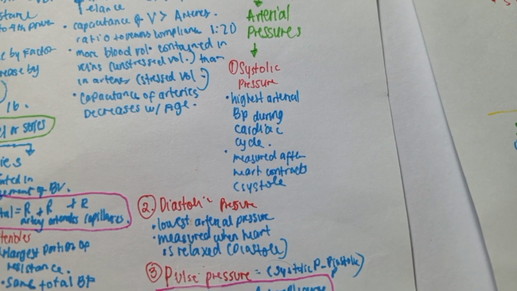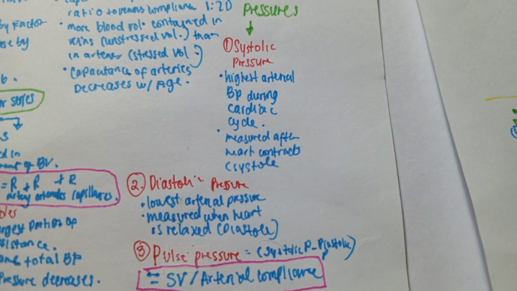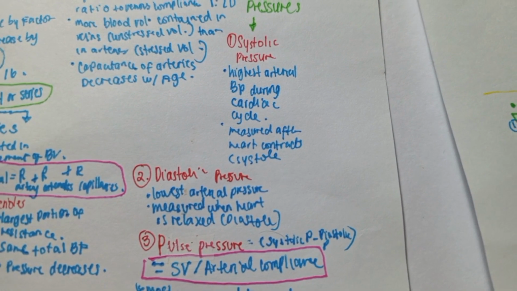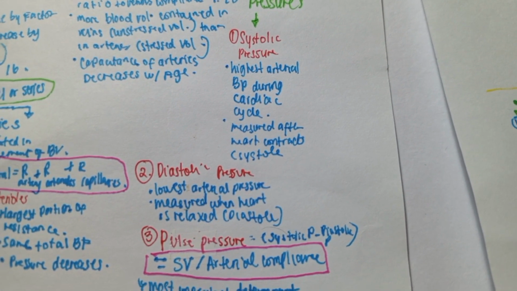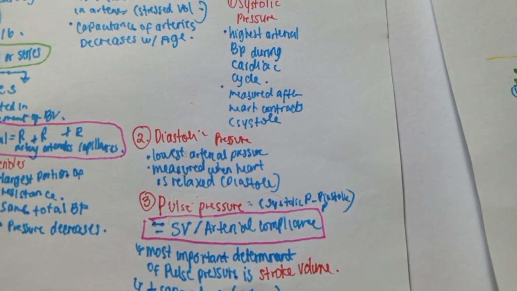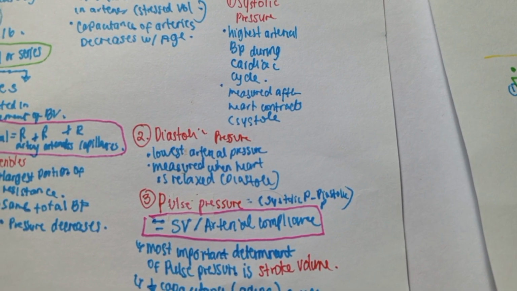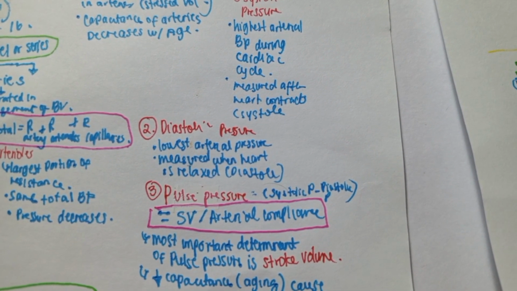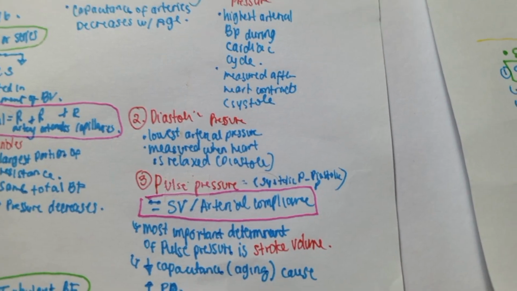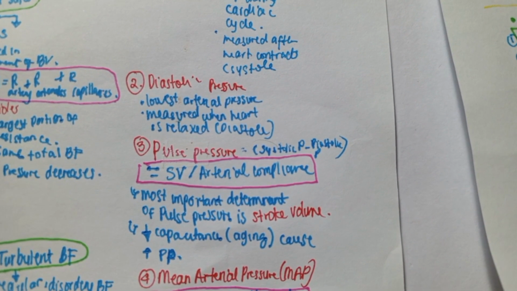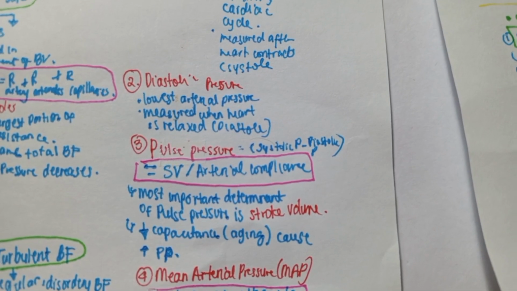during diastole. And the pulse pressure, the equation of this one is systolic pressure minus the diastolic pressure, or there's another equation that is stroke volume over the arterial compliance. And the most important determinant of pulse pressure is the stroke volume. So remember that the stroke volume is the most important determinant of the pulse pressure. And there's decreased capacitance in aging that causes the pulse pressure to increase.